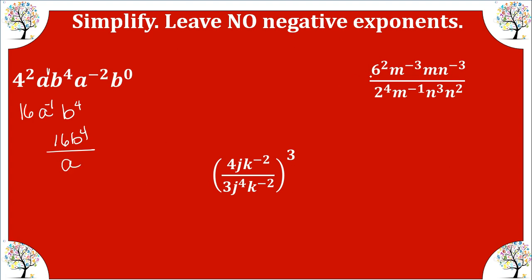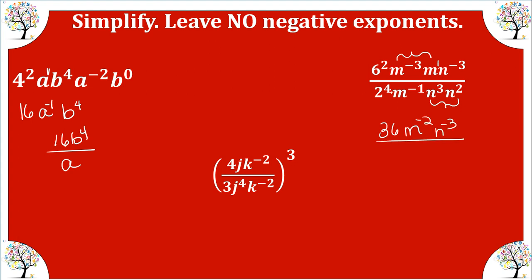Okay, now we're going to use the quotient and the product rule here. We have several things going on. You can see in the numerator, I'm going to combine my m's, and then in the denominator, I'm going to combine the n's. And then we'll do the quotient rule. So 6 squared is 36. m to the negative 3 times m to the positive 1 is m to the negative 2.